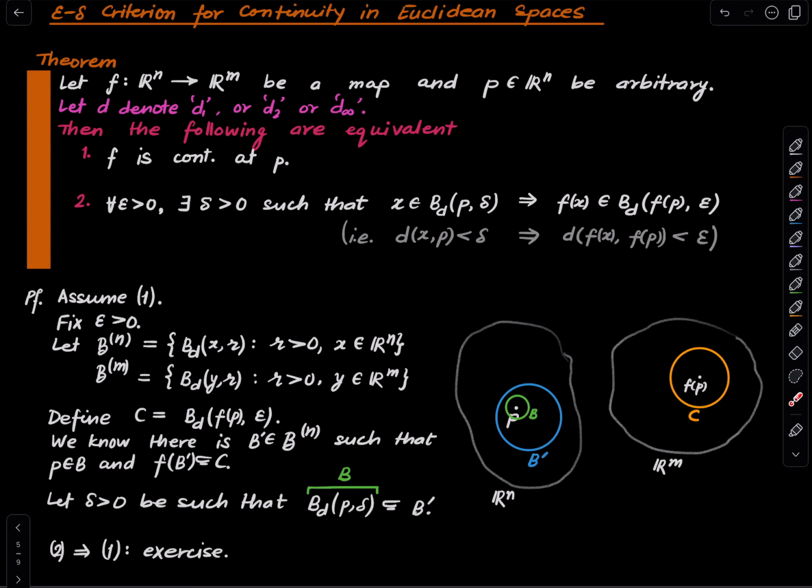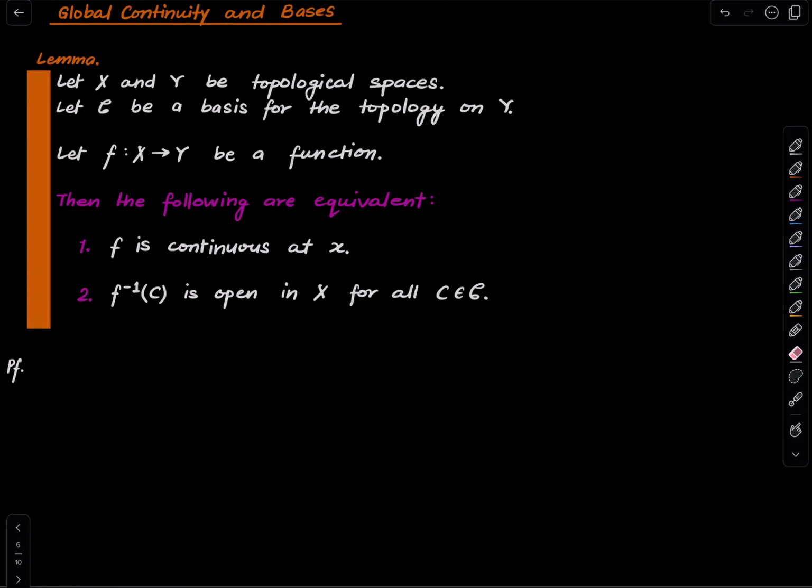Okay, so we have established the Epsilon-Delta criterion for continuity. That's a pretty interesting thing that we've done even with very little material. Okay, so we proceed. And before we look at some examples, let us look at this important fact, which can be proven using our discussion on continuity and bases.